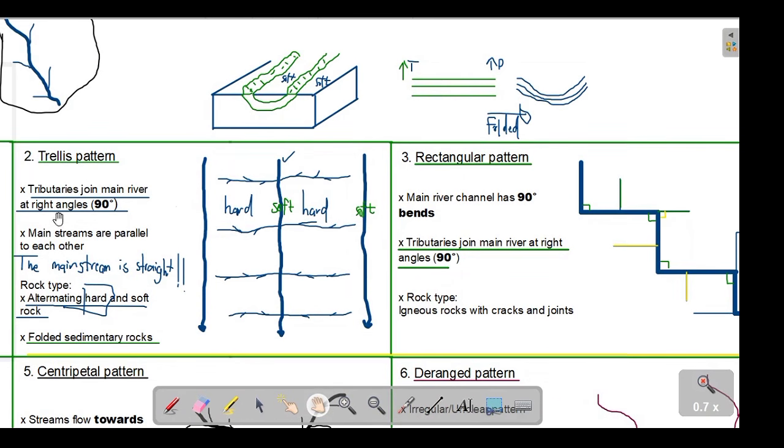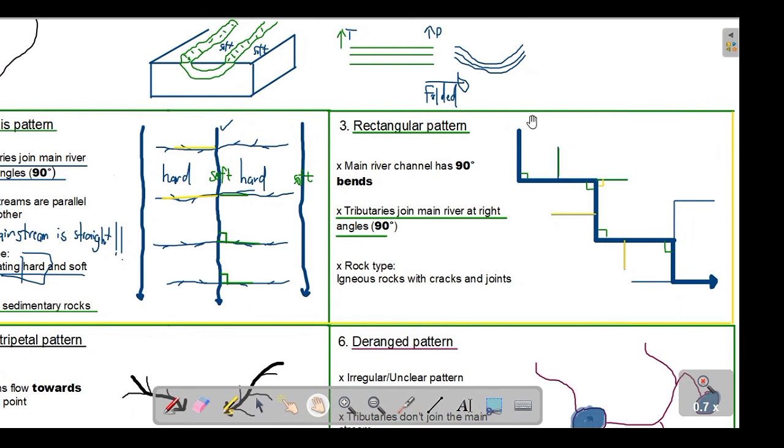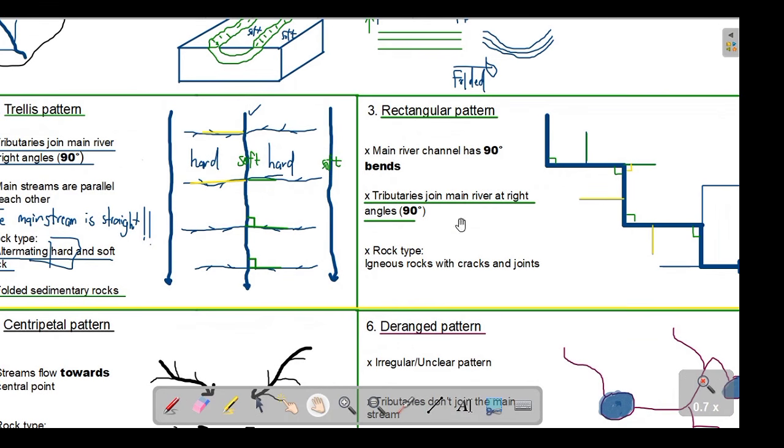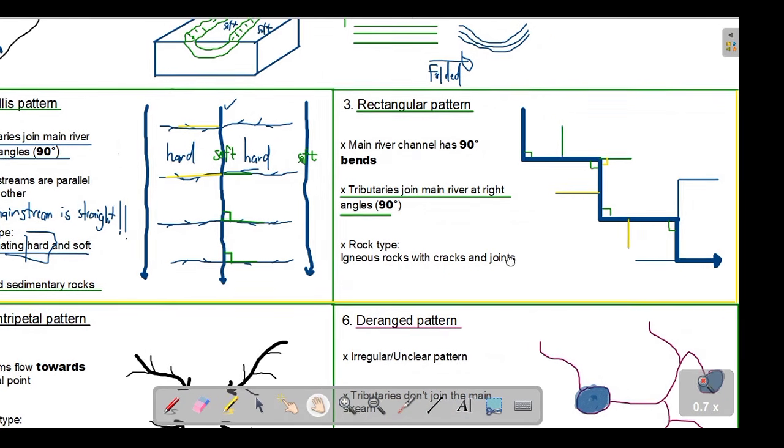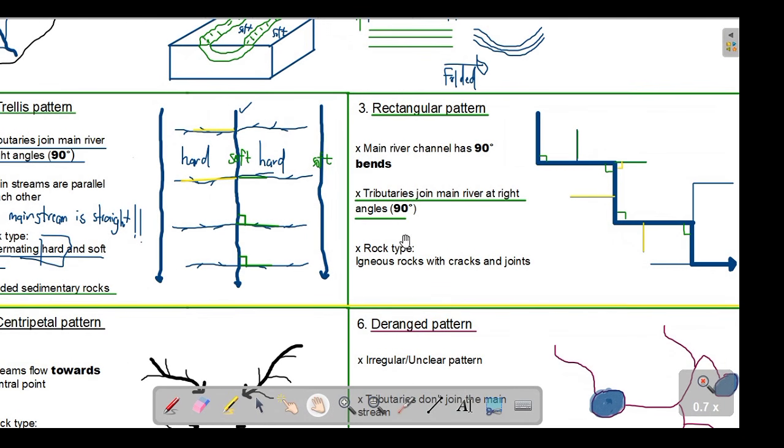Okay. We also see that in the trellis pattern, because its tributaries join the main river at right angles. Those are 90-degree. These tributaries are joining the main river at 90 degrees. Right? So that is what is similar between the rectangular pattern and the trellis pattern. But what differentiates them is that the rectangular pattern has its main river doing 90-degree bends, whereas the trellis pattern has its main river going straight, no 90-degree bends. So be able to differentiate between these two, guys, please. In that way, you'll remember them. In that way, you'll be able to identify them in any exam paper.